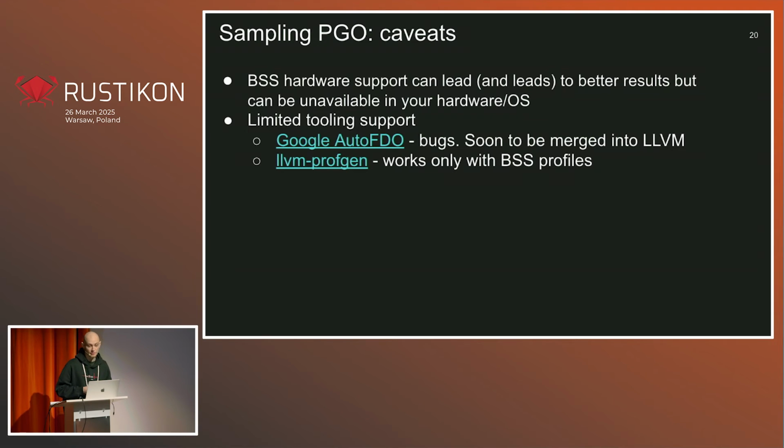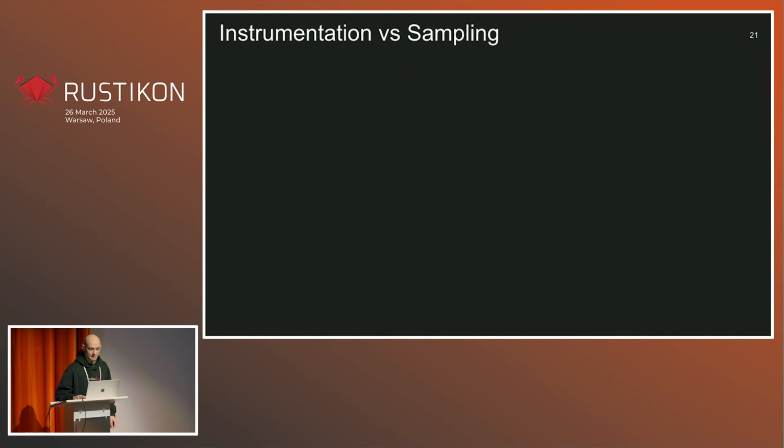It's called LLVM ProfGen, and that's like a state-of-the-art thing to work with profiles, but unfortunately it works only with BRS profiles. So if you collected runtime statistics by an external profiler without BRS support, LLVM ProfGen doesn't work in practice. And I reported it to the upstream, and they don't care about it. So they support only BRS. That's it. So let's compare instrumentation and sampling.